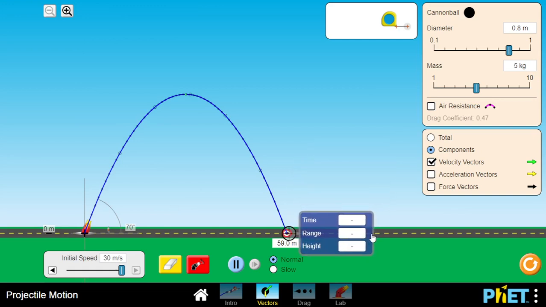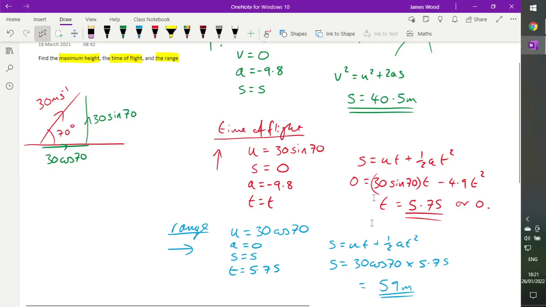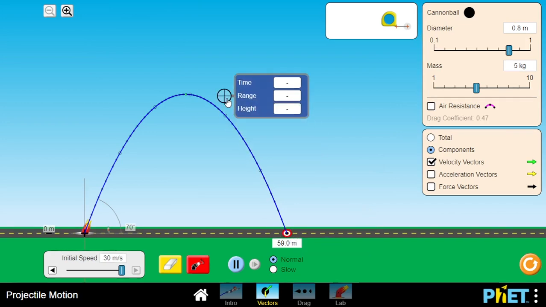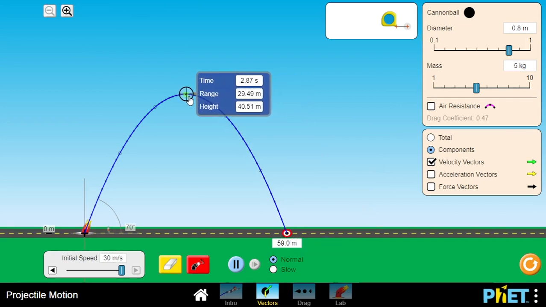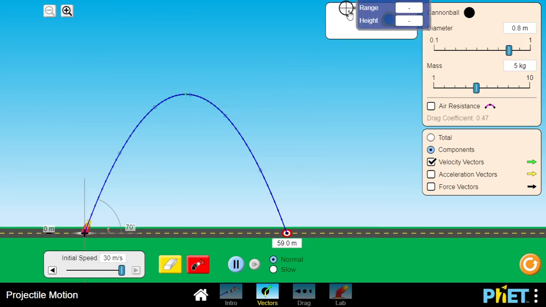We can also see the time of flight here is 5.75. The maximum height, we predicted the maximum height was 40.5 meters. There it is, 40.5 meters. Excellent, so that's all worked nicely.